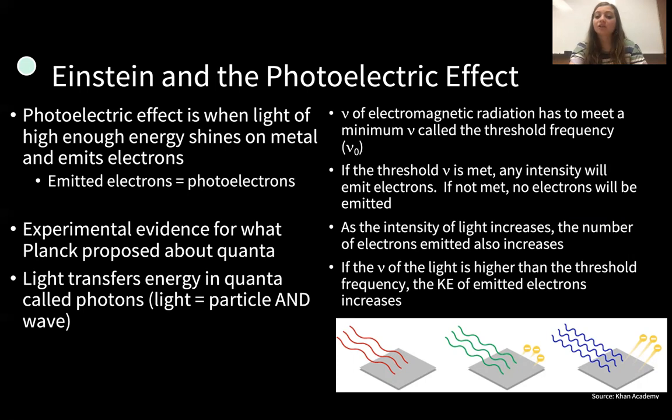Whether the frequency is above or below the threshold determines if electrons will be emitted, but as the intensity increases, the number of electrons that are emitted will increase. If the frequency of the light is higher than the threshold frequency, that excess becomes kinetic energy of the emitted electrons.